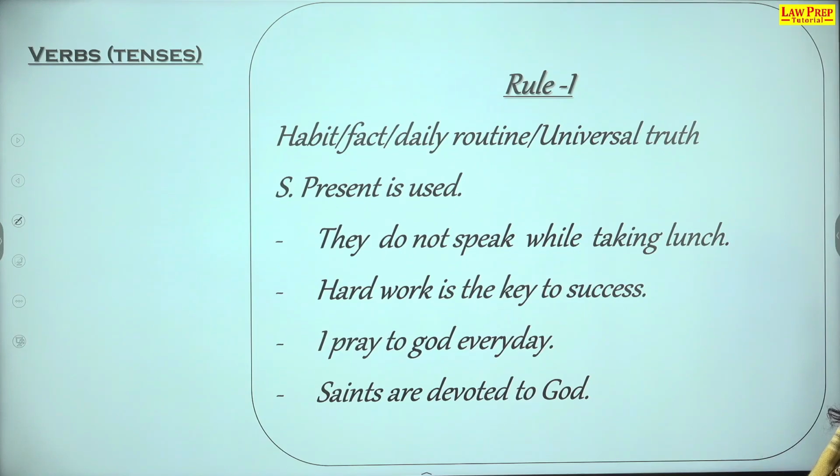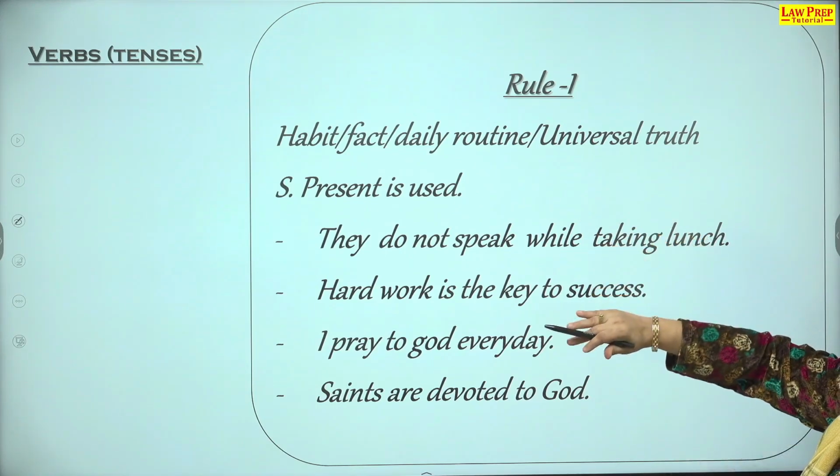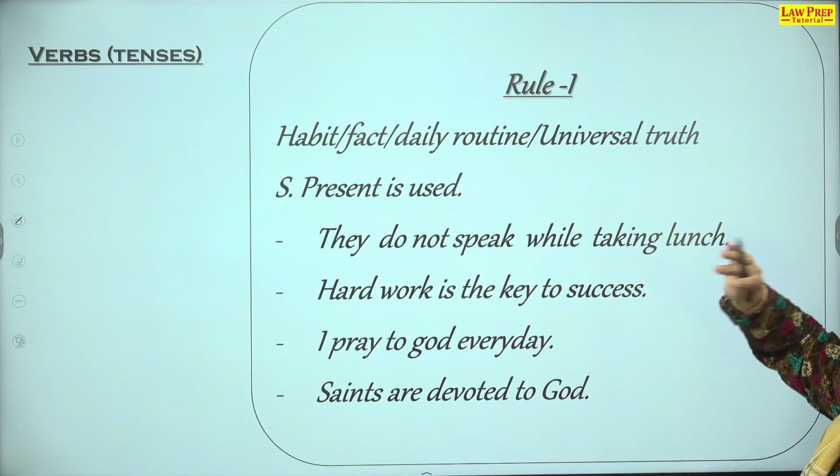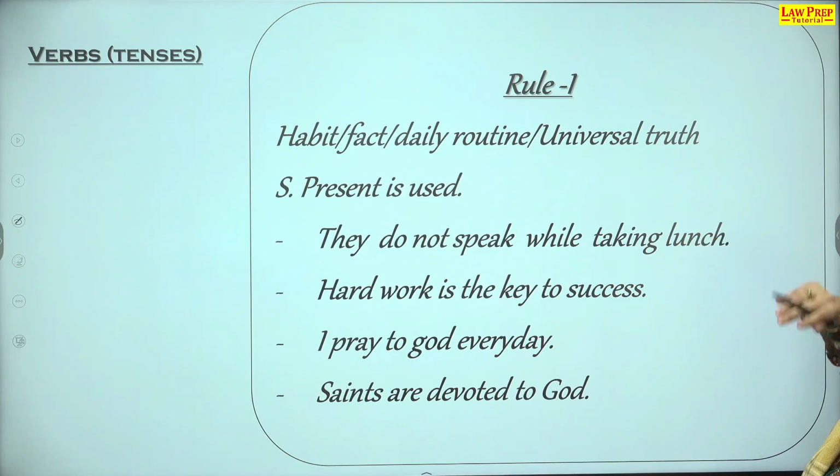Saints are devoted to God. देखिए सारी चीज़ें ये बता रही हैं कि ये चीज़ रोज़ होती है, एक हैबिट है, एक यूनिवर्सल ट्रुथ है, एक फैक्ट है, एक ऐसी चीज़ जिसके बारे में हम ये कह सकते हैं, the things remain kind of a habit which is formed by these things. They do not change with other things. Right? So the sentence says, rule 1, that anything which is a habit, fact or daily routine or universal truth, simple present tense is used.